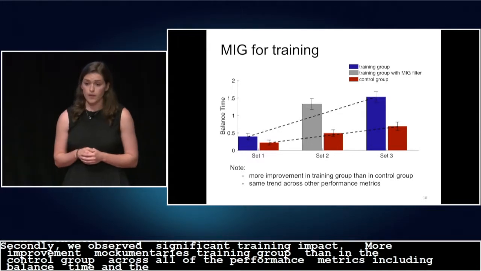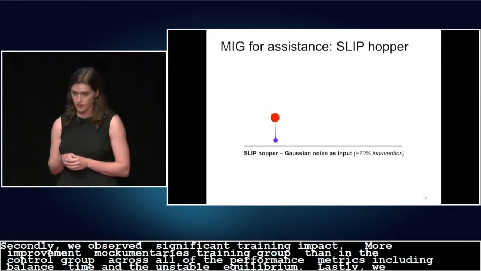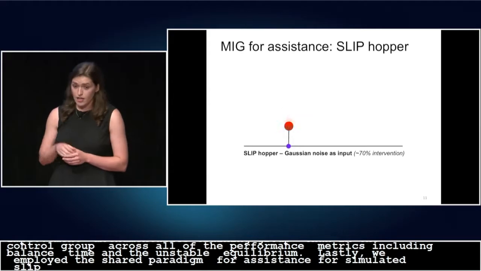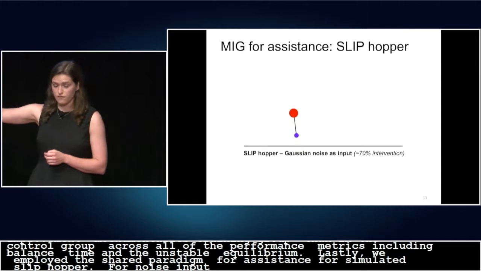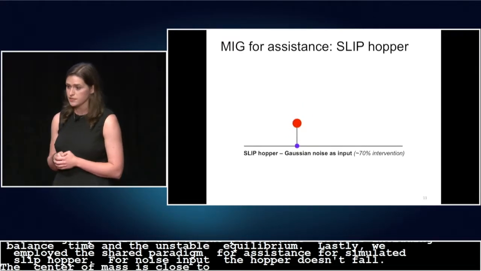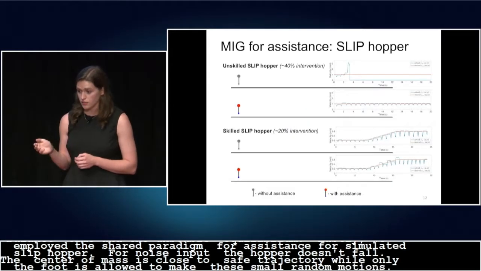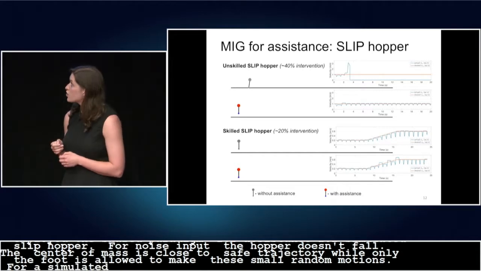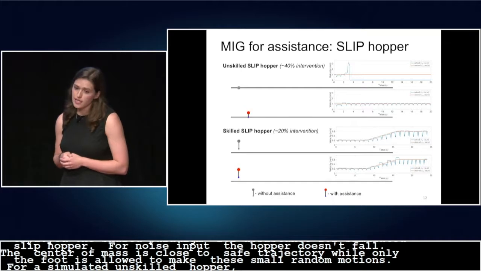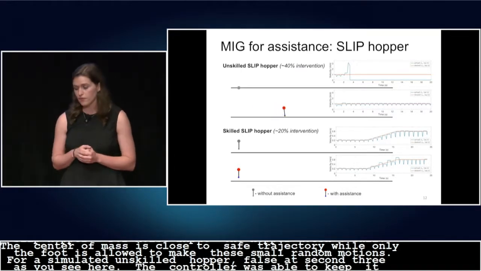And lastly, we employed the shared control paradigm for assistance for a simulated slip hopper. Note that even for noise input, the hopper doesn't fall. The center of mass is close to its safe trajectory, while only the foot is allowed to make these small random motions. For a simulated unskilled hopper that on its own falls at second 3, as you see here, the controller was able to keep it upright with only 40% intervention.